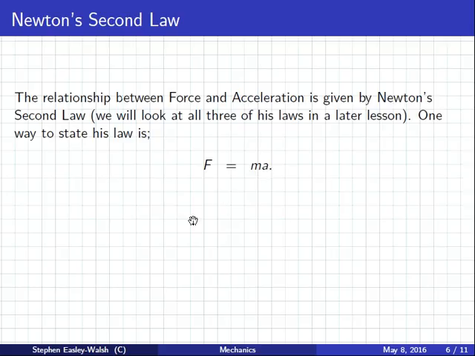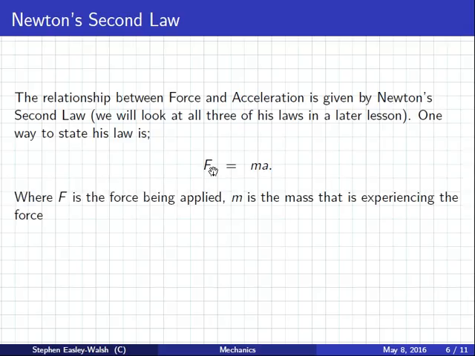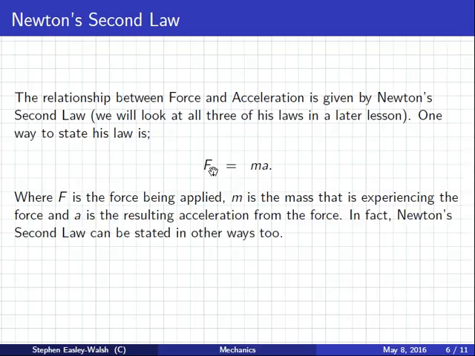So if you know the m and you know the a, you can know what the F is, or the other way around as well. Where force F is the force being applied, m is the mass, and a is the acceleration. You can say Newton's law other ways as well, but for right now, F equals ma is what we're going to use. So, write that Newton's second law, F equals ma. If you can write that down, please.